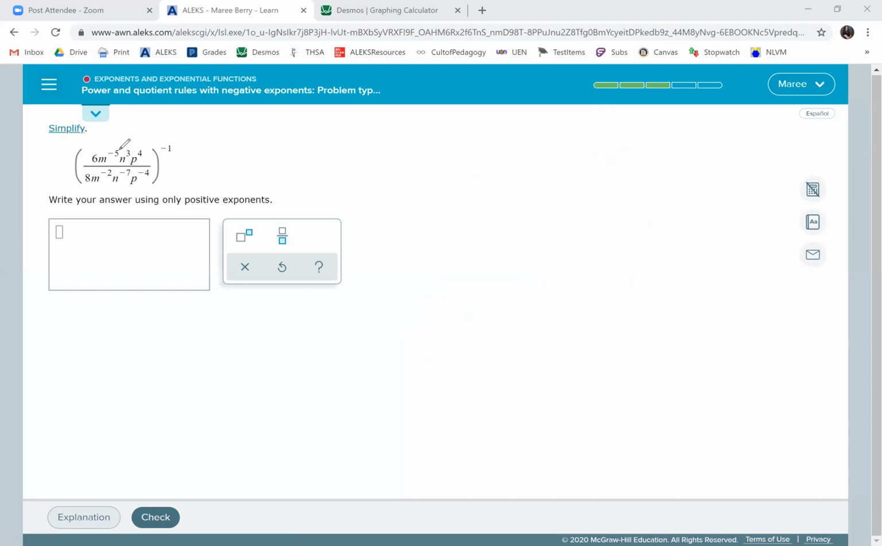Okay, so this is a negative one. So super awesome is once we do the reciprocal, we can just simplify it. We don't have to raise it to the first power because it just means what's there. 6m to the negative 5th, n cubed, p to the 4th.